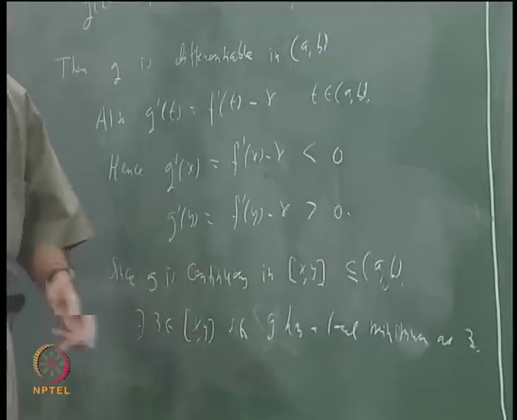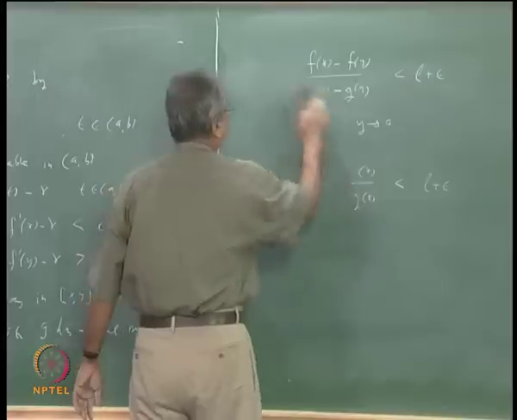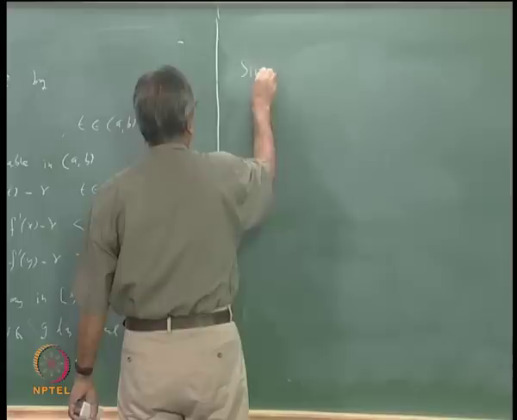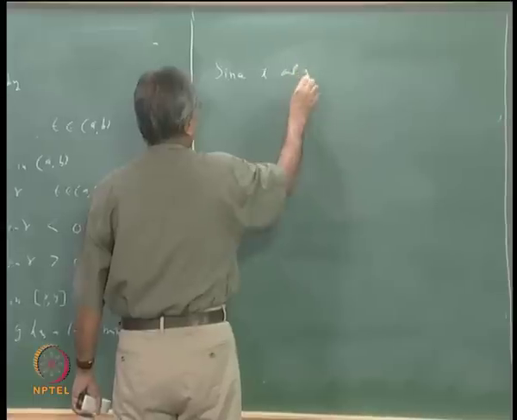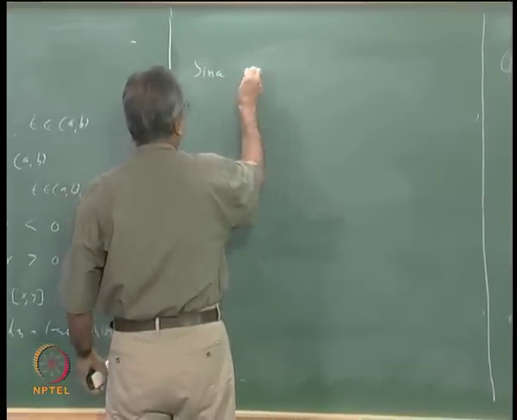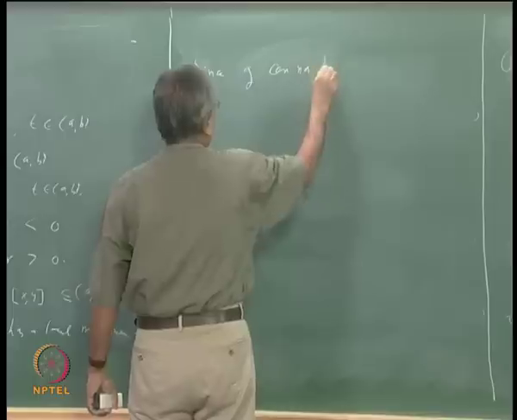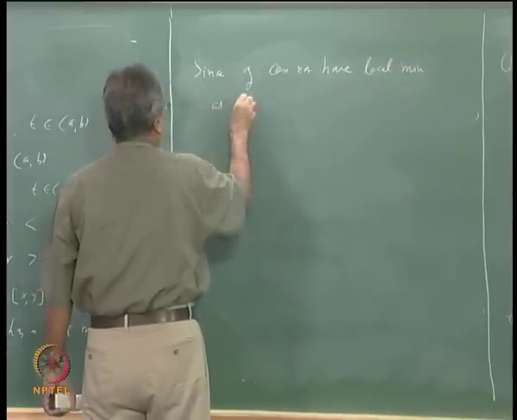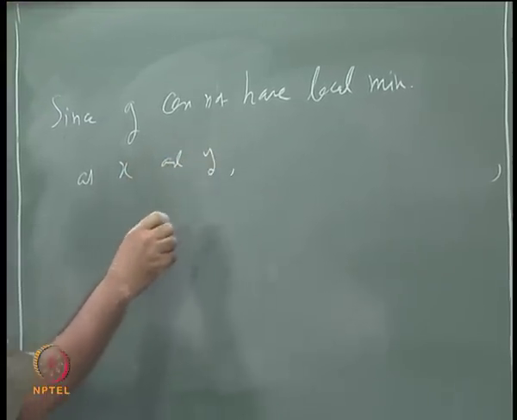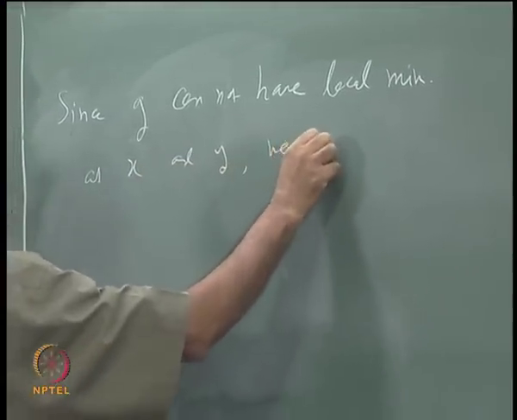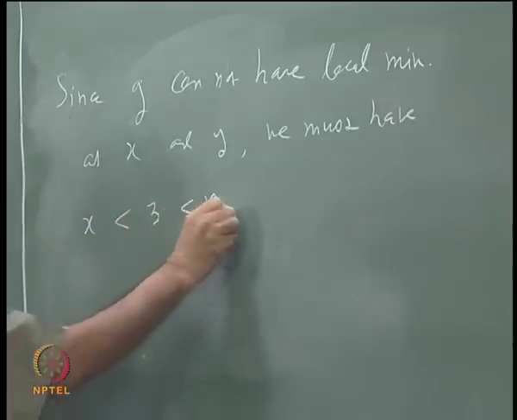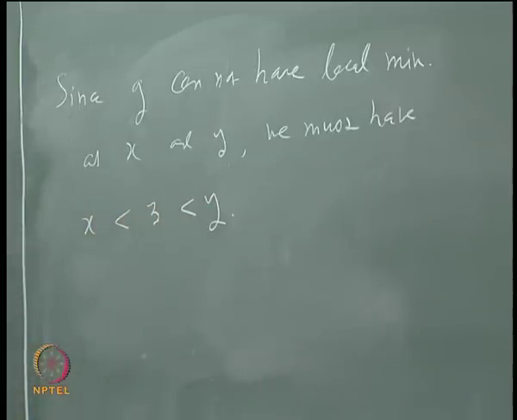So what is our argument? Since G cannot have a local minimum at x and y, we must have x strictly less than z and z strictly less than y. So z is an interior point.